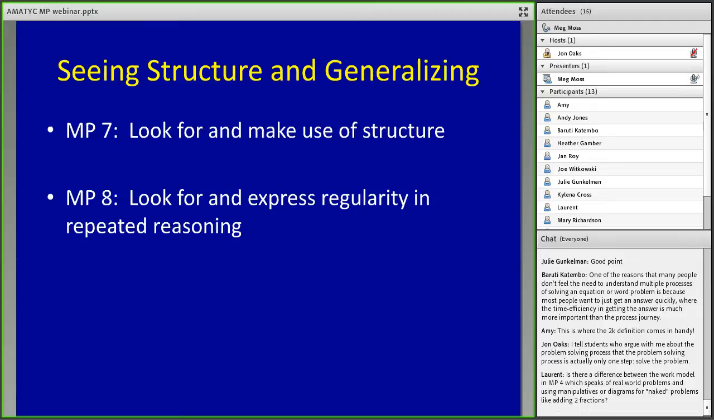And the final category is seeing structure and generalizing. We have MP7, which is look for and make use of structure, and MP8, which is look for and express regularity in repeated reasoning. And these are probably the hardest in my brain to keep straight as to what the difference is, because they're so much alike.